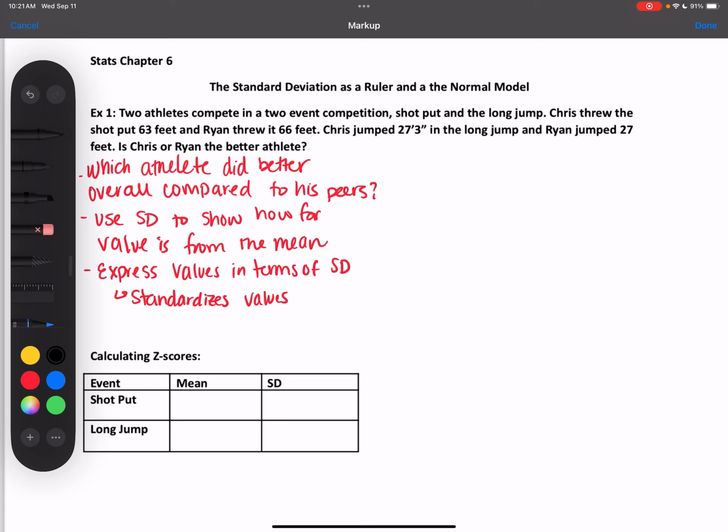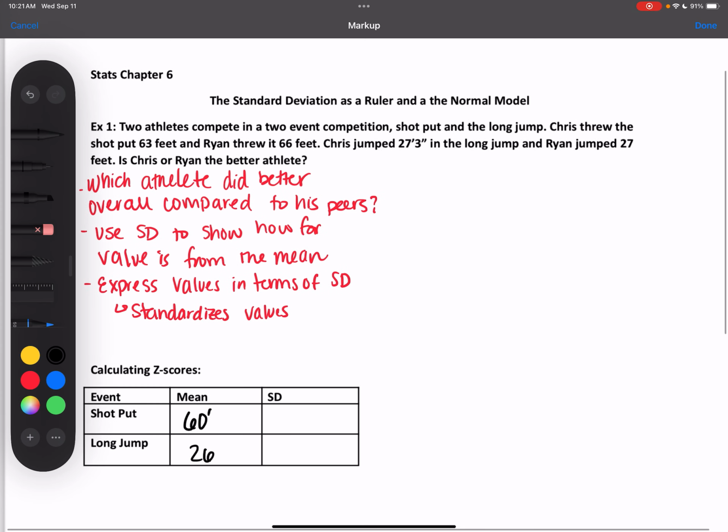I'm not sure why these numbers aren't in the boxes, but the mean for shot put is 60 feet. For a long jump, it's 26 feet. Is that just standard? No, it just should have been given to you, it didn't put it in the box for some reason. Standard deviation, 3 feet. And standard deviation for a long jump is 6 inches, which would be 0.5 feet, so that everything's in the same units.